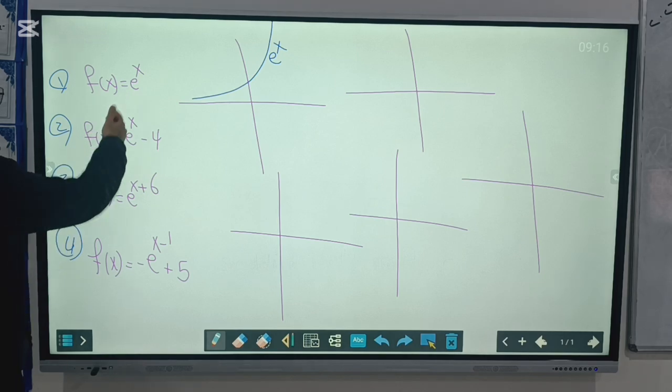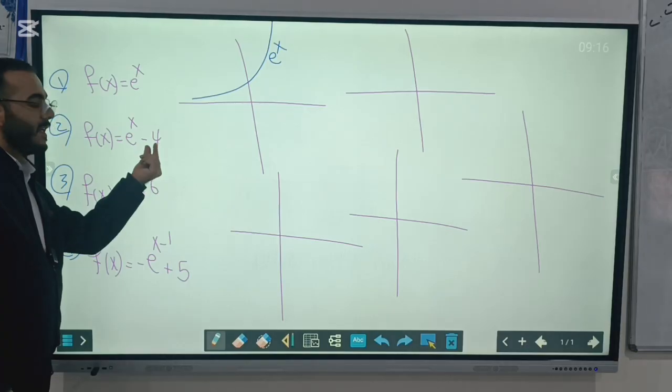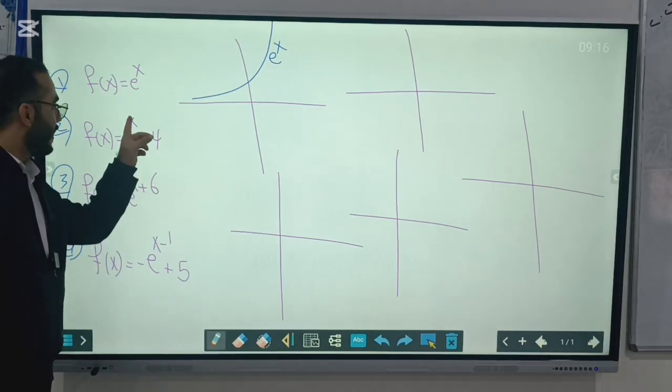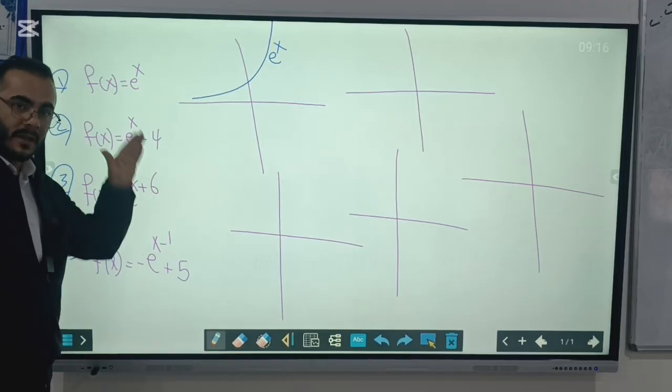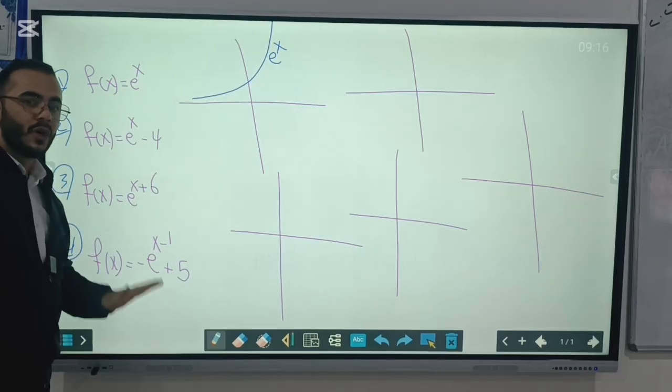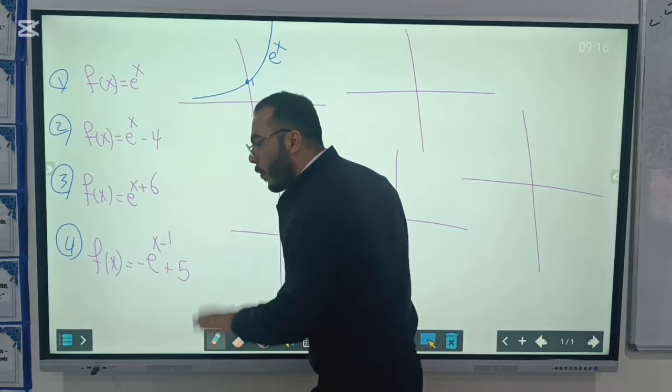So e powered by x minus 4. The negative 4 is a different term. It's not in the exponent. Therefore, we need to shift vertically. All right? Since it's negative, we need to go down. So we need to transform this one 4 units down.